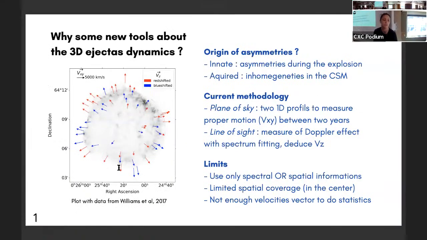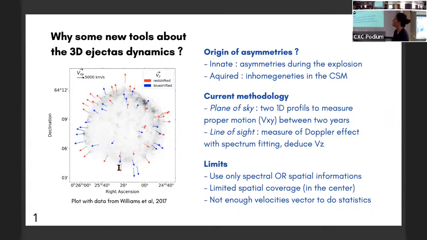So why do we need new tools to study the three-dimensional dynamics? Because it's the key to understand the progenitor. The origin of the velocity asymmetries can be innate, due to the explosion asymmetries, or acquired during the expansion, linked with the CSM inhomogeneities.